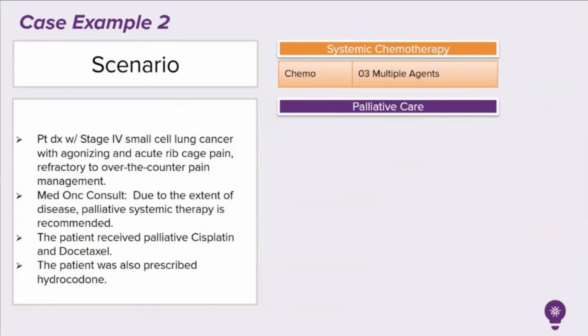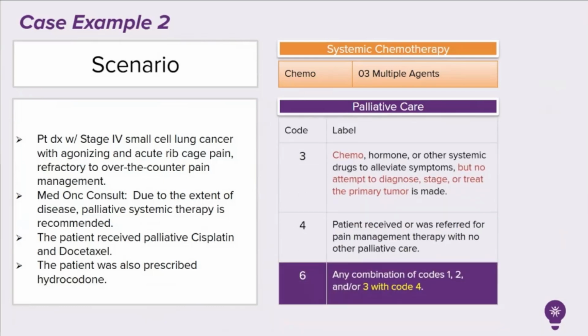So we will code the systemic chemotherapy as code 03 for multiple agents as the patient received cisplatin and docetaxel. Now let's look at the palliative care options. Code 3 is chemo, hormone, or other systemic drugs to alleviate symptoms, but no attempt to diagnose, stage, or treat the primary tumor is made. Code 4 is patient received or was referred for pain management therapy with no other palliative care. And code 6 is any combination of codes 1, 2, and/or 3 with 4.